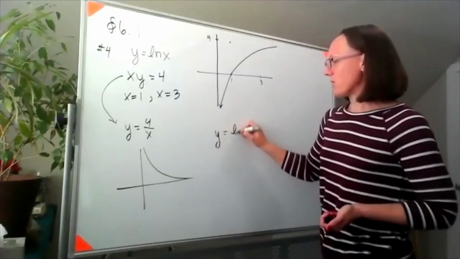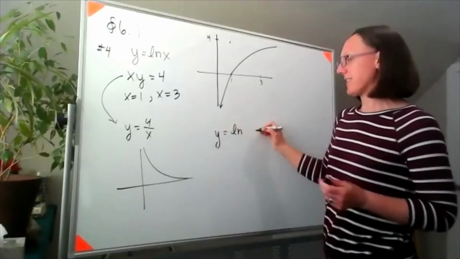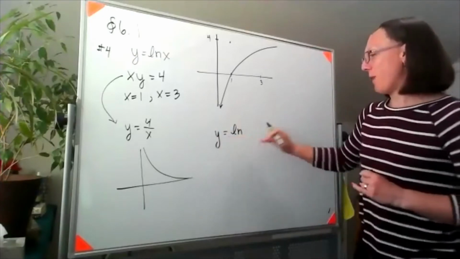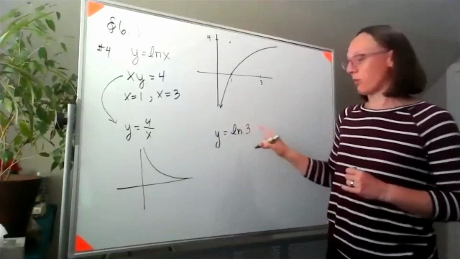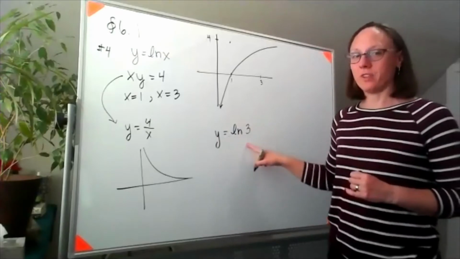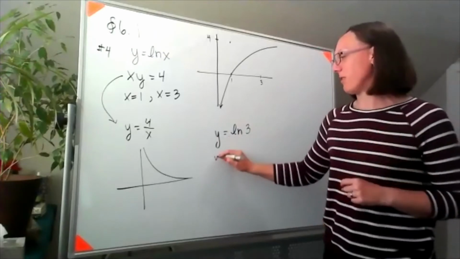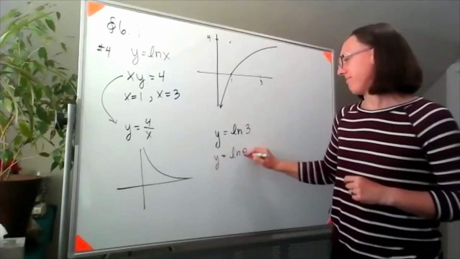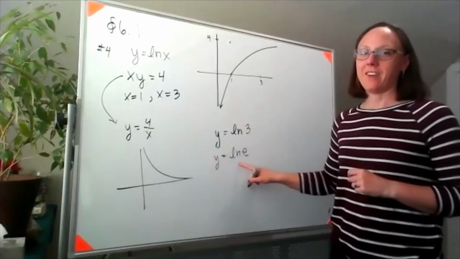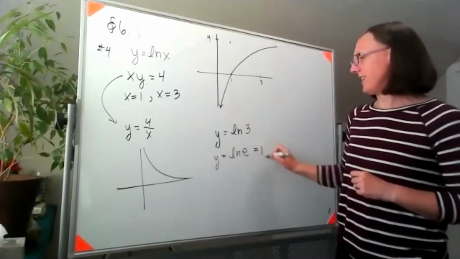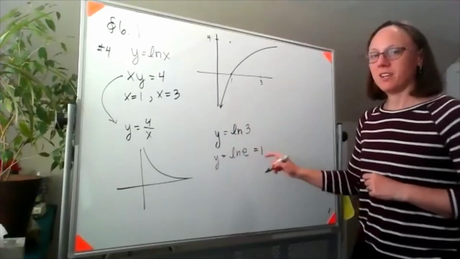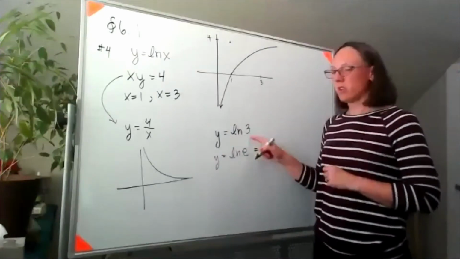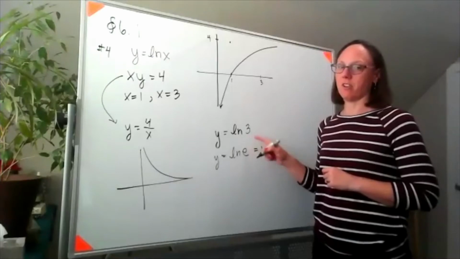So y equals natural log, yes, we can still figure it out. y equals the natural log of 3. I don't know this value, but I do know this one. And the natural log of e is equal to 1. e is not equal to 3, but they're pretty darn close.